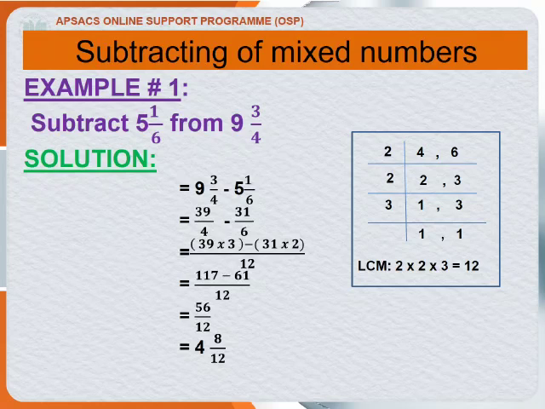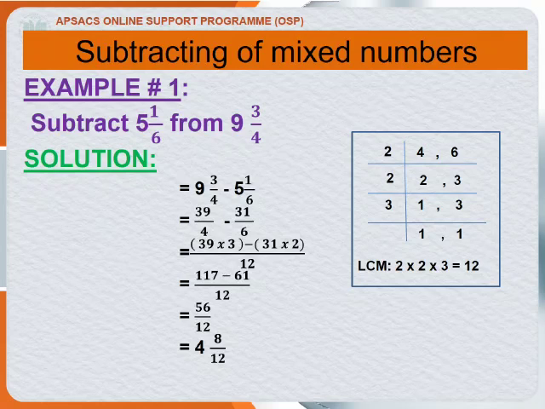Change these mixed numbers into improper fractions. 9 4s are 36 plus 3, 39 out of 4, minus sign. 5 6s are 30 plus 1, 31 out of 6. Now look at the denominators. The denominators are different, 4 and 6. So we will take the LCM to make the denominators the same.